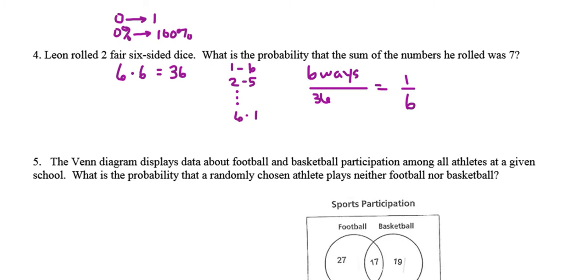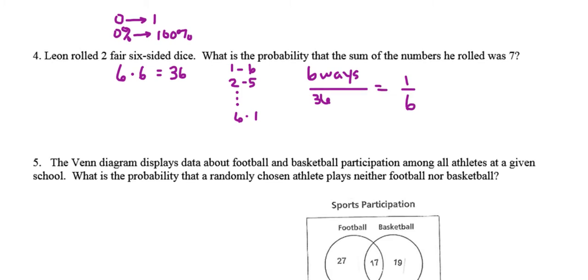Kind of the same thing. I think there was a question on the homework that was, what's the probability of getting doubles? Well, there's 6 ways of getting doubles: 1,1, 2,2, 3,3, 4,4, 5,5, 6,6. There's 6 ways of getting doubles and 36 total ways. So there's the same probability of getting 7 as there is of getting doubles.